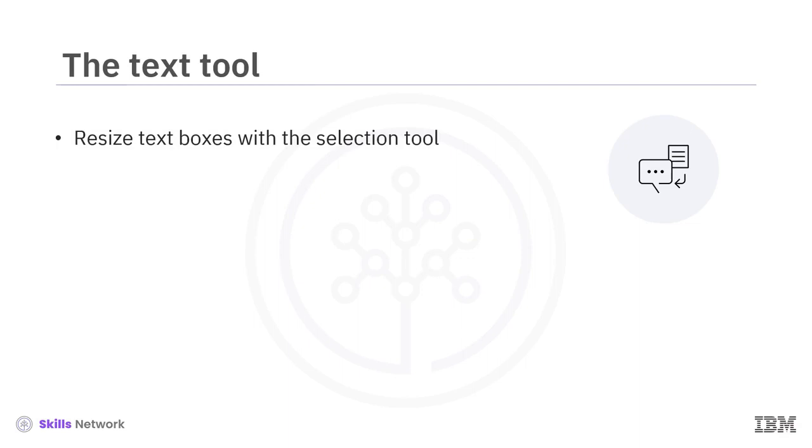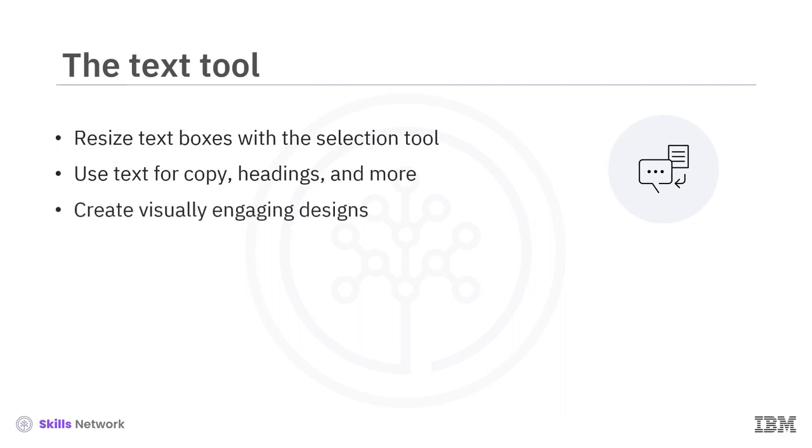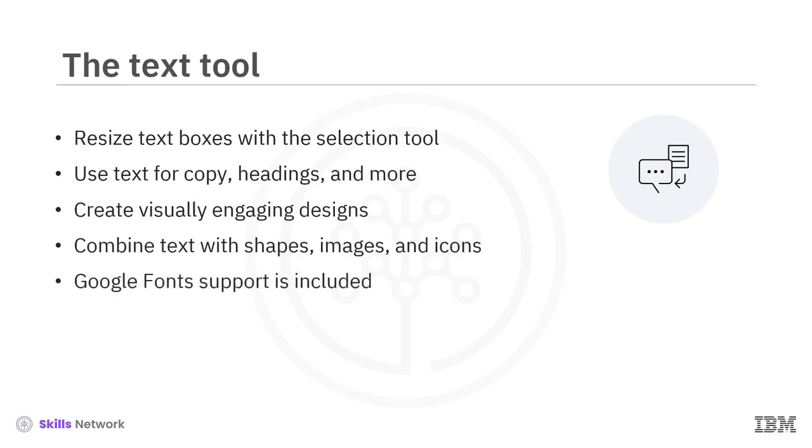You can resize text boxes using the selection tool. Use text in Figma for body copy, headings, buttons, and more. Use text with other design elements like shapes, images, and icons to create compelling and visually engaging designs. Figma includes support for Google Fonts to add custom fonts to designs.